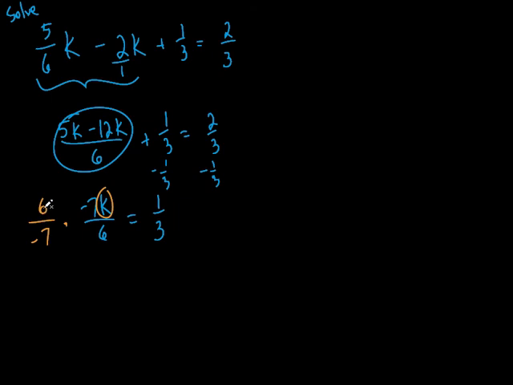All right, so 6 over negative 7. We good with that? Does that make any sense? Look what we basically did. Look at this. This was negative 7/6, right? What did we do to that negative 7/6? We multiplied by the reciprocal.